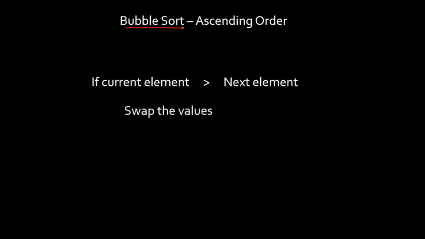Just a quick recap. What should we do? For each element, you will check whether current element is greater than next element. If current element is greater than next element, what should you do? Swap the values. This is a process. If current is greater than next, swap the values. Repeat it for all the elements. Can you all understand bubble sort? For all the elements, if current is greater than next, swap the values. Okay.